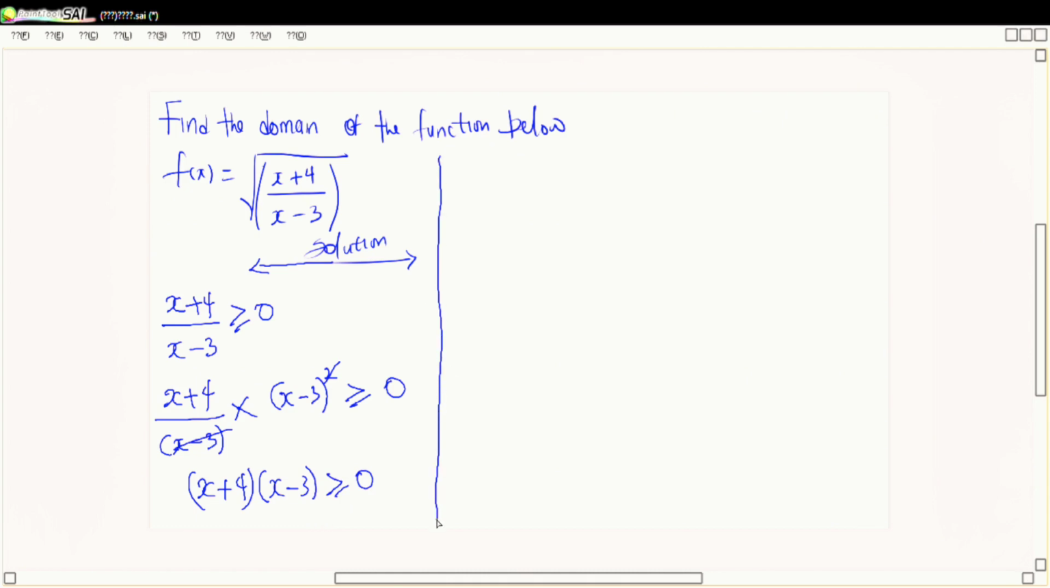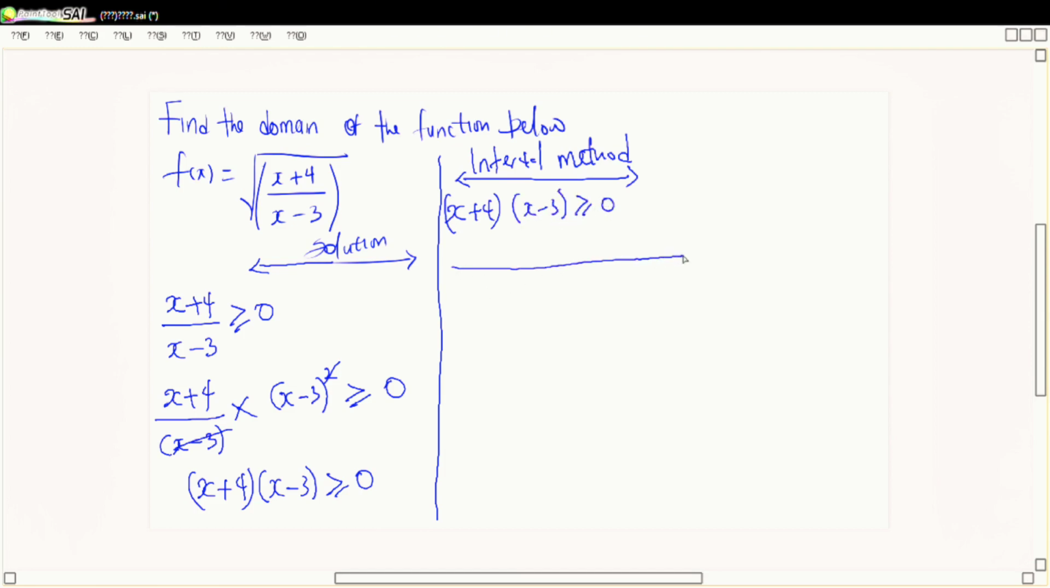Now from here, what is the next thing for us to do? The next thing for us to do is to solve this. Actually, I'm going to solve this in two ways. The first method that I'm going to use is called the interval method. Alright, so I have it as x plus 4 times x minus 3 greater than 0.